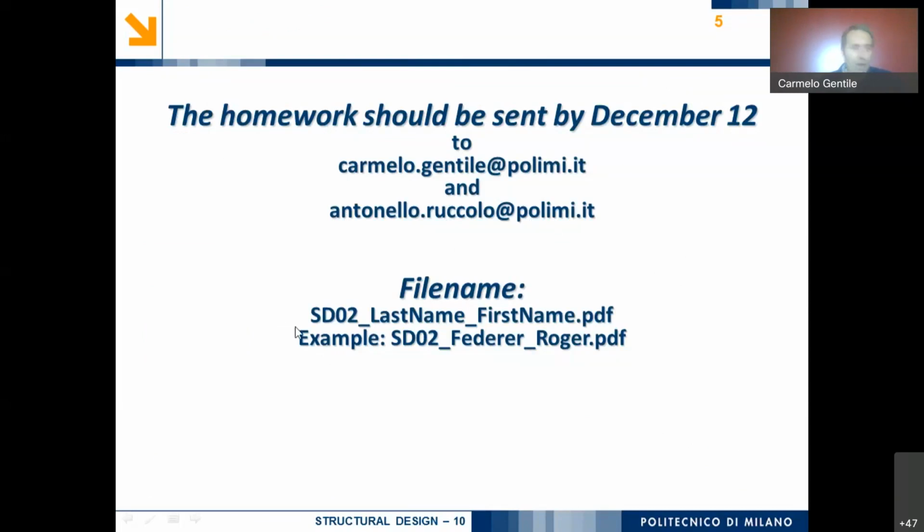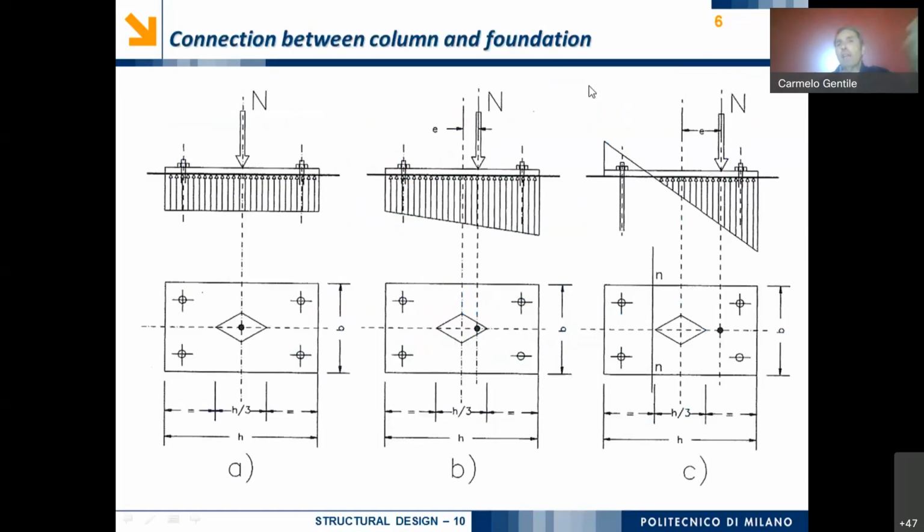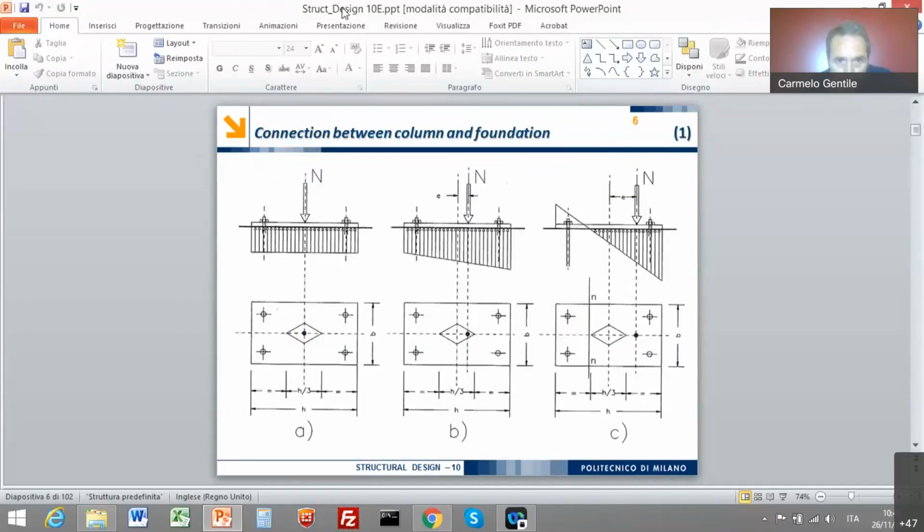As usual, in order to allow us to classify and order your exercise, I kindly ask you to call the exercise SD02. So SD, Structural Design 02, second homework. Afterwards, we have to put the last name and your first name, and you have to send us a PDF file.